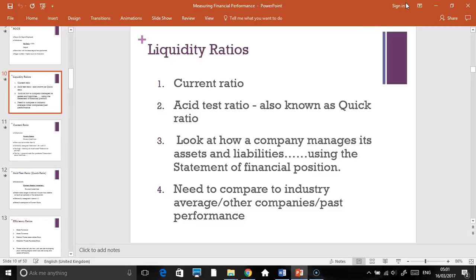So let's go back to the slides. Again, it's about looking at how the company manages its assets and liabilities, and we can compare, of course, to last year and other companies. But in the next video, we'll look at the acid test ratio.